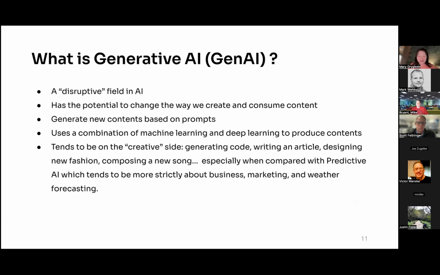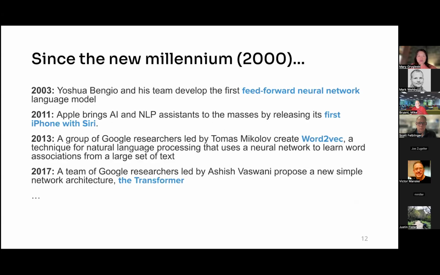So generative AI tends to be more on the creative side. It's about generating code, writing an article, or designing fashion, all of these things. Whereas predictive AI is also making predictions, but it tends to be strictly time-limited. For example, we're making business or marketing forecasts, weather forecasts, with time limitations to them. So that tends to be the case.